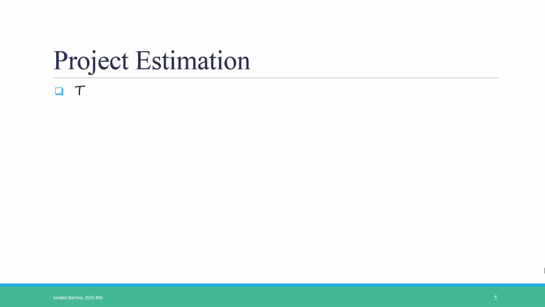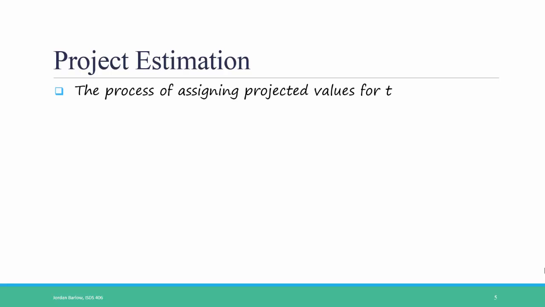Project estimation is the process of assigning projected values for time and effort towards an IT project. This includes scheduling and staffing issues. Always be conservative when estimating how much time and effort you'll need in a project, because you never know what turns a project is going to take.